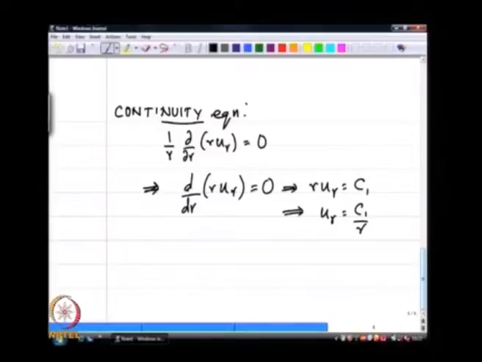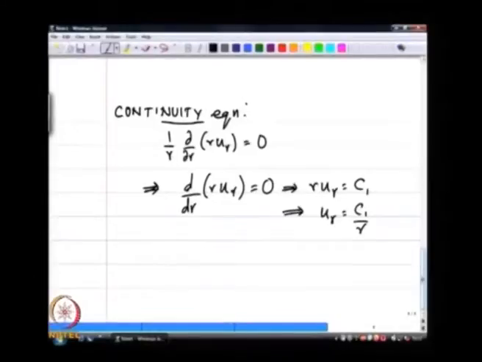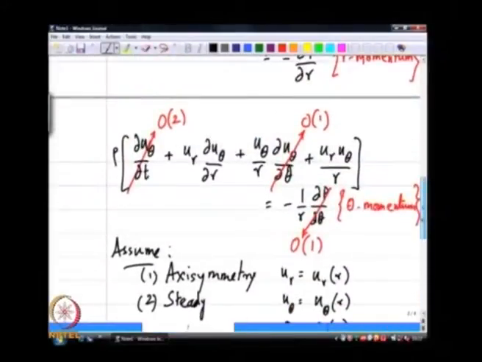u r can only be of the form C 1 over r. So, if there is a radial velocity to this flow, it can only be of the form C 1 over r. C 1 is some arbitrary constant that is yet to be determined. Now, if I go to the theta momentum equation, let us see what that will tell us.